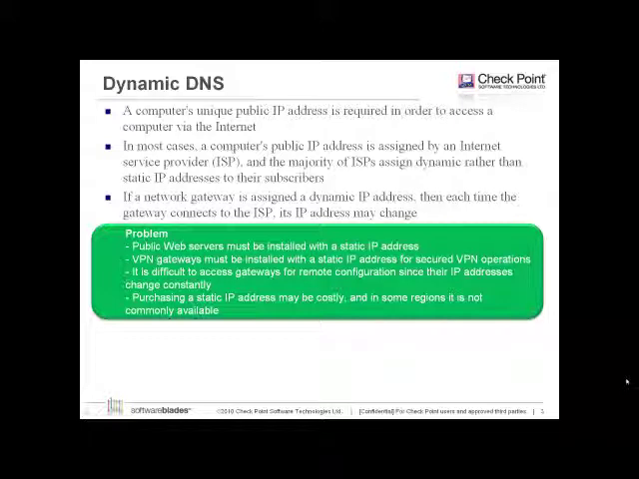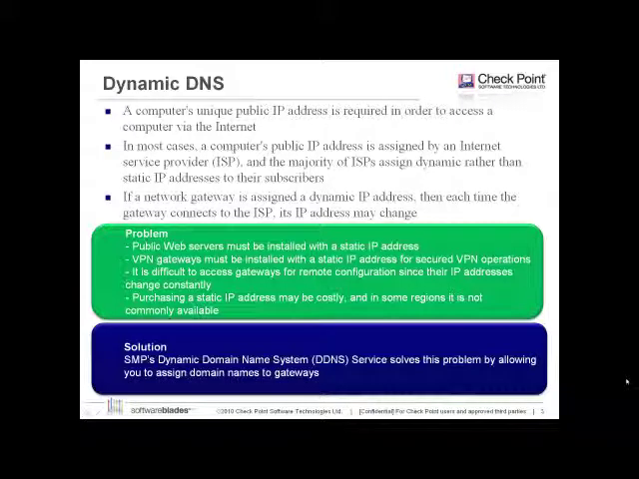Problem: public web servers must be installed with a static IP address. VPN gateways must be installed with a static IP address for secure VPN operations. It is difficult to access gateways for remote configuration since their IP address changes constantly. Purchasing a static IP address may be costly, and in some regions it is not commonly available. The solution: SMP's Dynamic Domain Name System service solves this problem by allowing you to assign domain names to gateways.